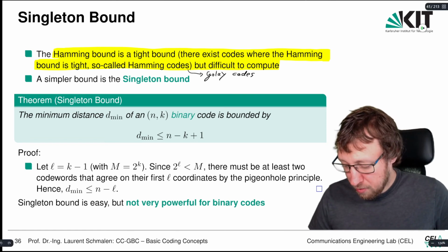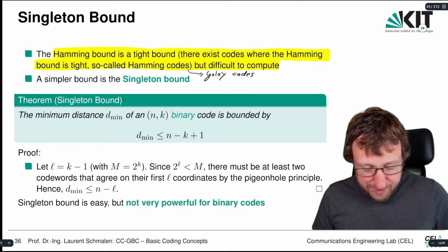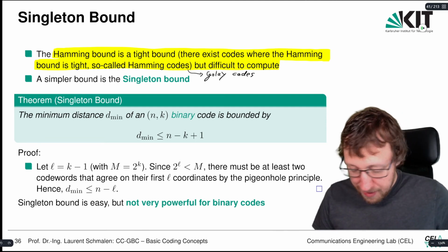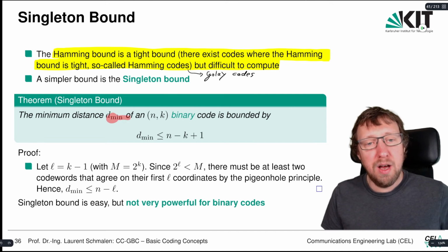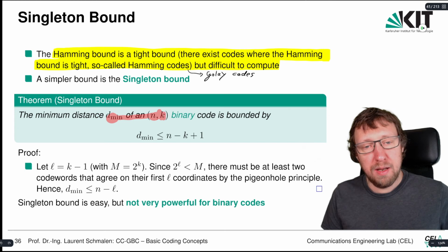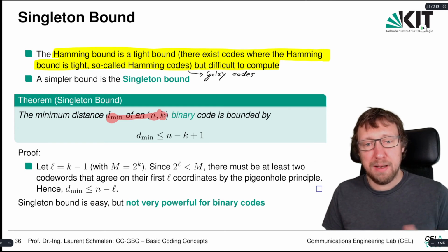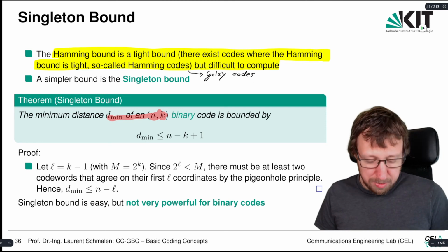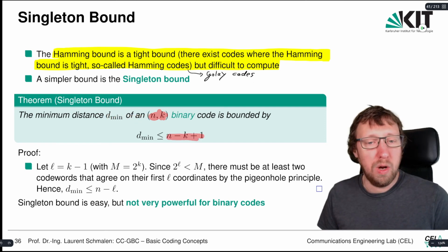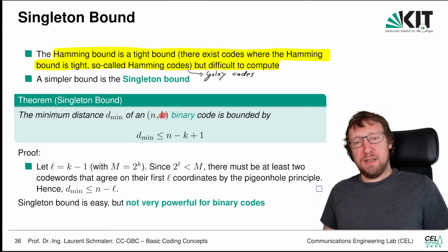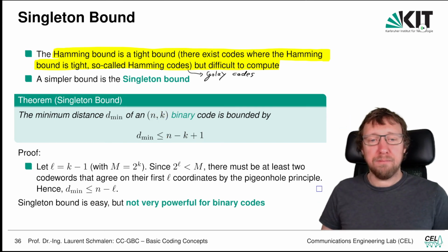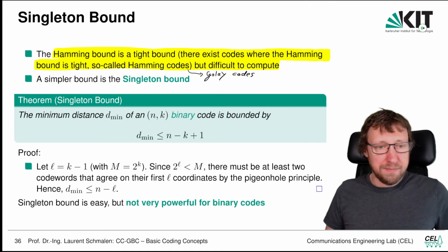So how can we compute it? Well, let's take a look. Essentially, the Singleton bound says that the minimum distance of a code of length n and 2^k code words, or k information bits, is upper bounded by n minus k plus 1. Okay, that seems to be very simple. And how can we prove this?